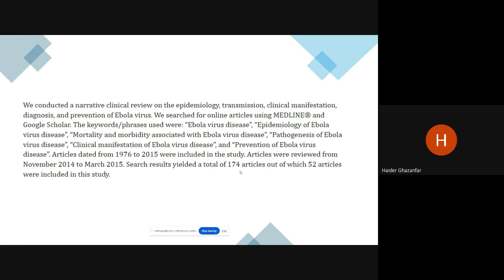We mentioned all the keywords which we used on PubMed when we were doing the search, or on Google Scholar. And we mentioned that we took articles from 1976 to 2015. In the introduction section, we had mentioned that was the first time the first Ebola virus article was published, so that's why we used that duration. We reviewed the articles from November 2015 to March 2015. The total articles yielded from our search was 174, out of which 52 were included in the study.